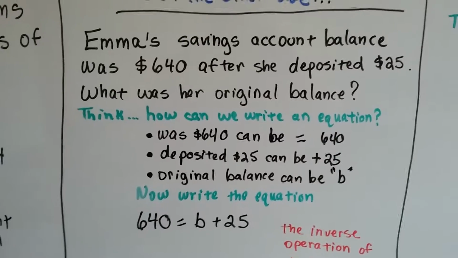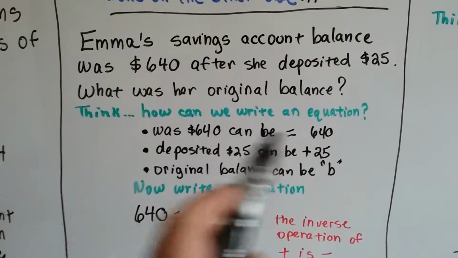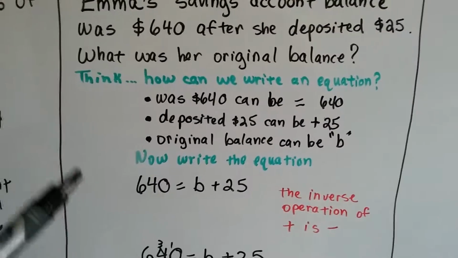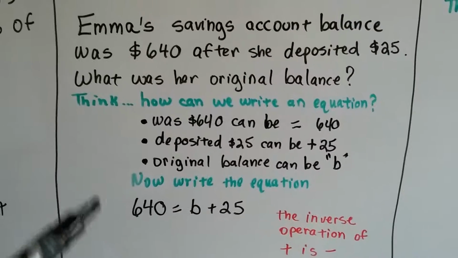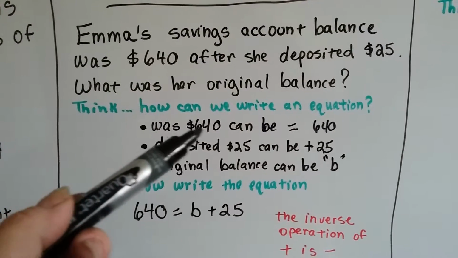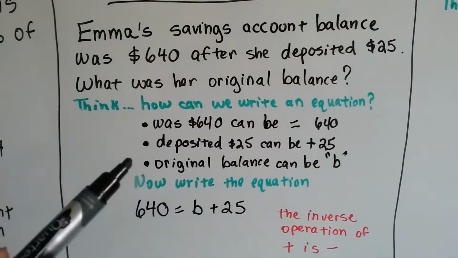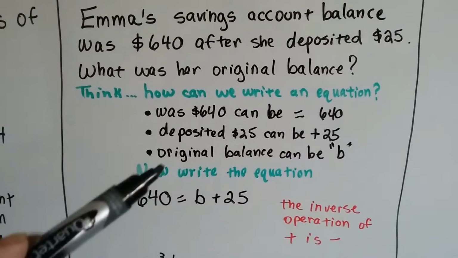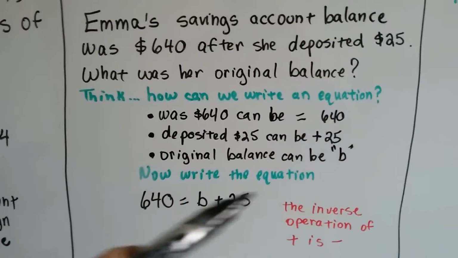Emma's savings account balance was $640 after she deposited $25. What was her original balance? So we think, how can we write an equation for this? Well, was 640 can be equals 640. Deposited $25 can be plus $25. The original balance can be B.